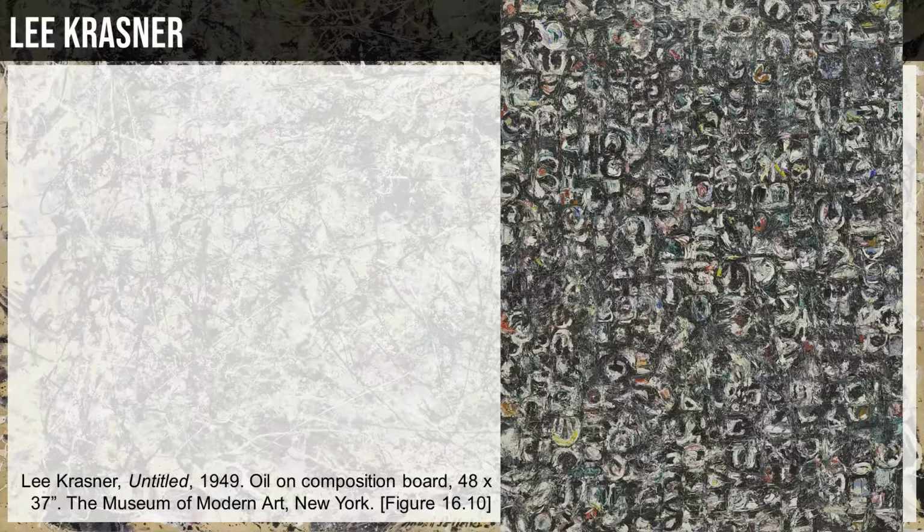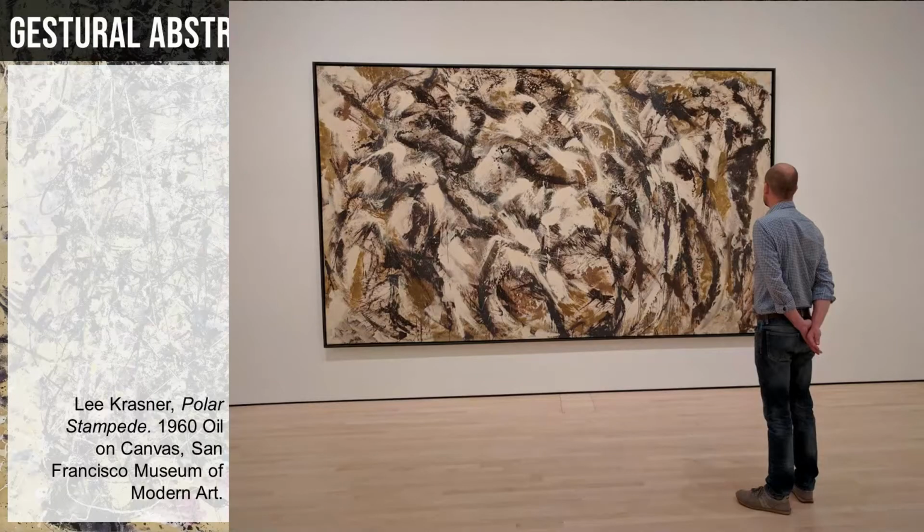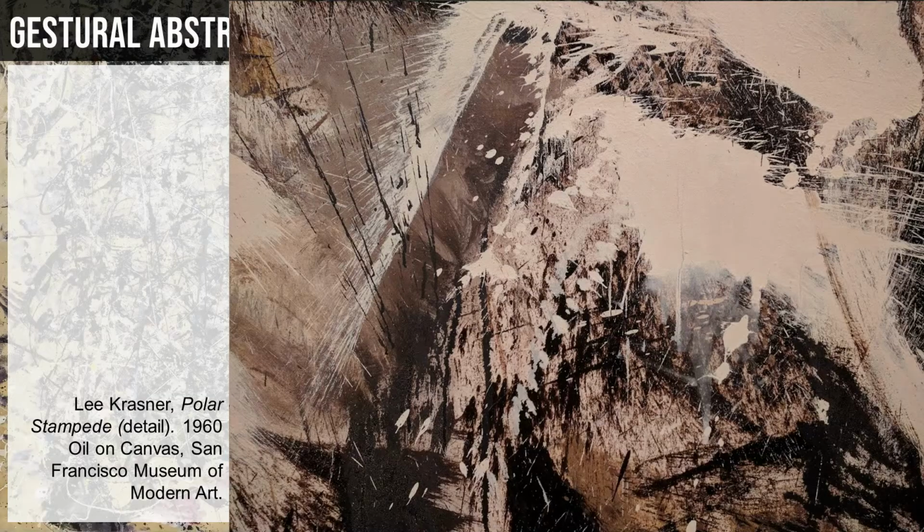In her Untitled from 1949, we see a densely covered surface of almost letter-like forms arranged on almost a grid that might remind us of Mondrian. Her Polar Stampede from 1960 has that gestural abstractionist freedom of movement and trace of the artist. If we look closer at this very large painting, we can see wonderfully textural details of sprayed, dripped, and spattered paint.